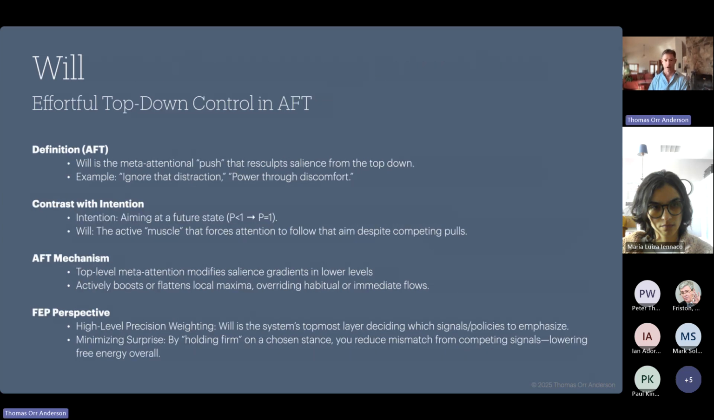And then, of course, an important aspect of conscious experience is will, the effortful top-down control. Will being, as I'm framing it here, essentially a meta-attentional push, resculpting salience. So our meta attention applies an effort to resculpt the salience landscape below. This resculpting by meta attention is the effort involved, and will is the sculpting of that salience such that our attention dynamics will flow toward that willed direction. So intention would be aiming at a future state, and will being the quote unquote muscle, so to speak, or effort that forces the attention to follow.